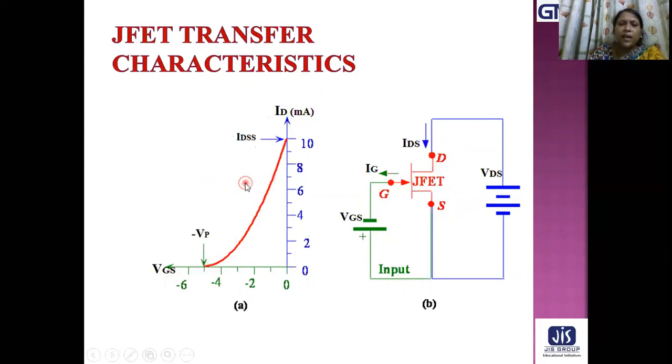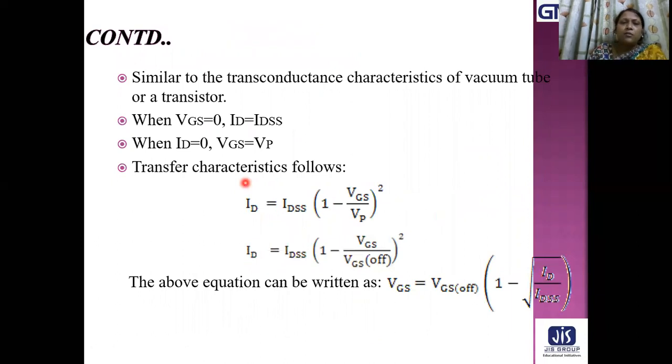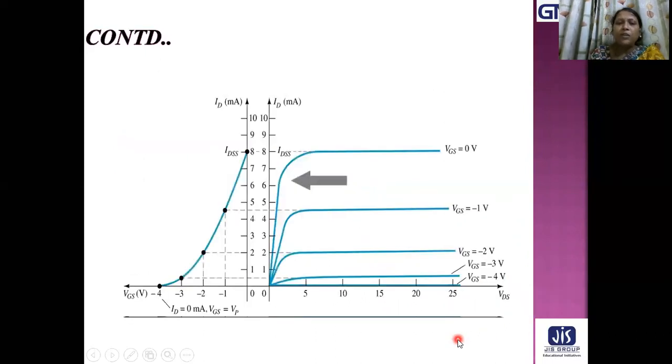So moving to our next slide. To construct the transfer characteristics or transconductance characteristics, when VGS equals 0, ID equals IDSS, and when ID equals 0, VGS equals minus VP. So the transfer characteristics look like this and follow Shockley's equation. If we rewrite this formula, we can also write it as VGS equals VGS(off) times (1 minus root of ID by IDSS). Moving to the next slide.